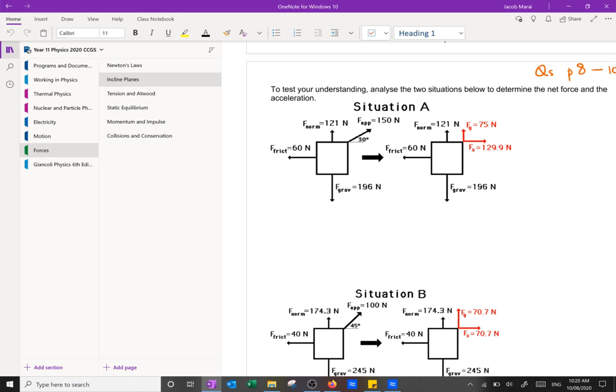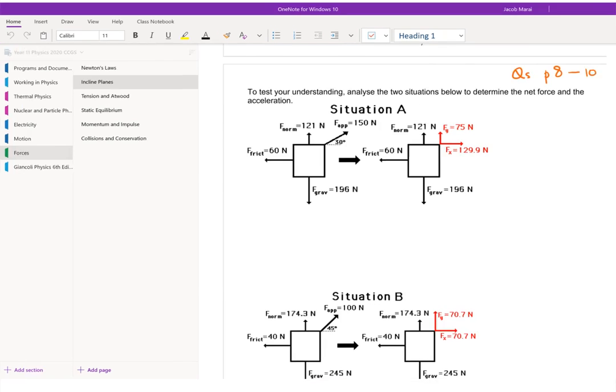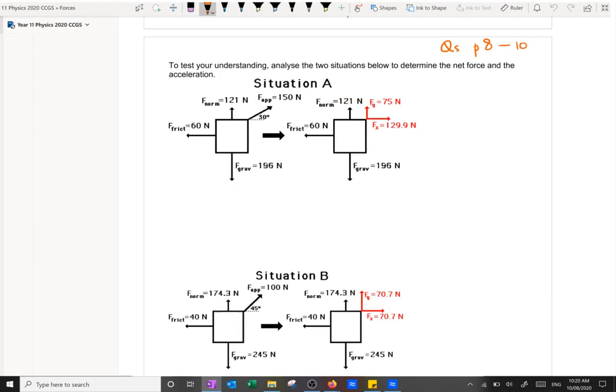So if you yank on that suitcase so much that the vertical component of the applied force is greater than the weight force, that suitcase is flying up into the air. And we can look at those scenarios. You just have to analyze them using the steps. Okay.